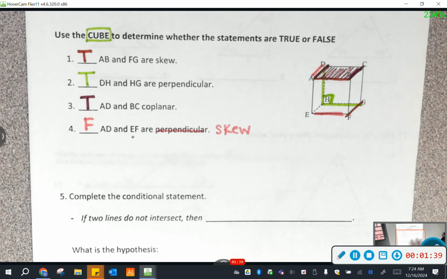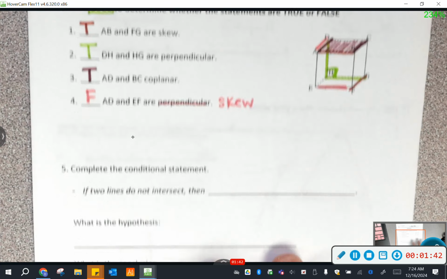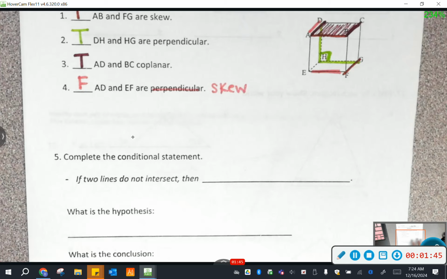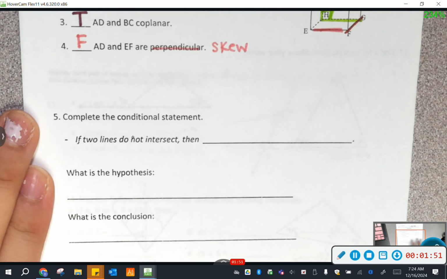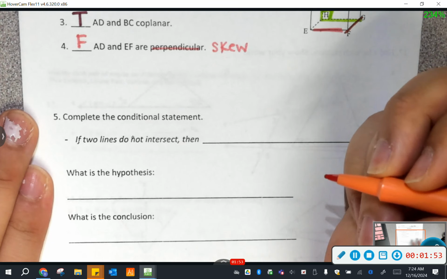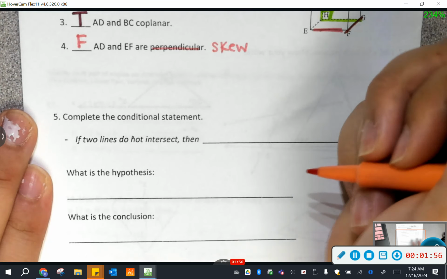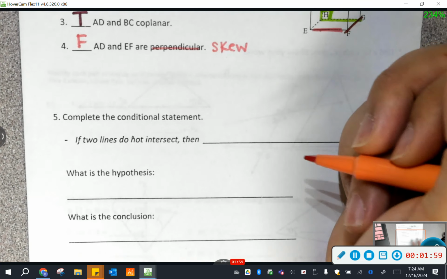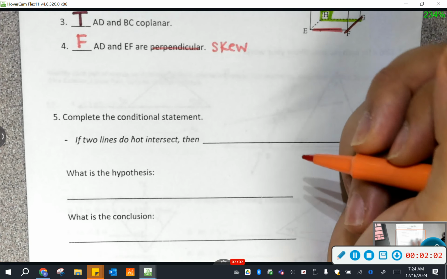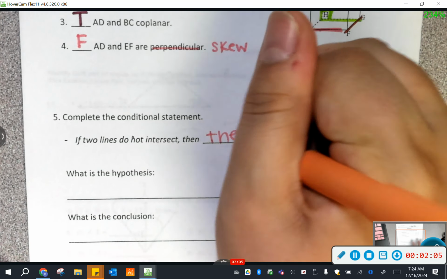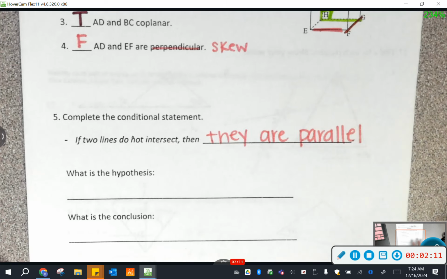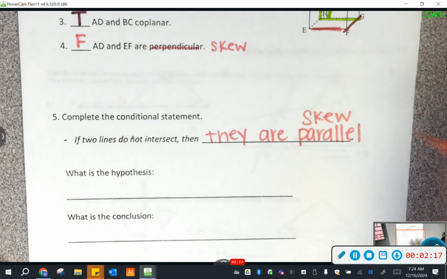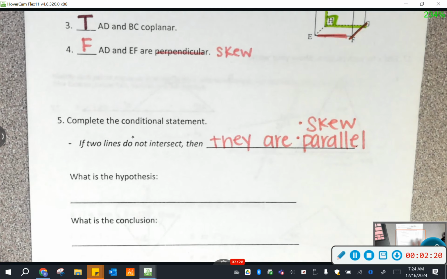So they're skew. It says complete the conditional statement. If two lines do not intersect, then you could have written a couple different things. What's one thing you could say if two lines don't intersect? Anybody? If two lines don't intersect, then they are parallel. Or instead of parallel, what else could they be if they don't touch? Skew. So either one of those words works. You don't have to put both.